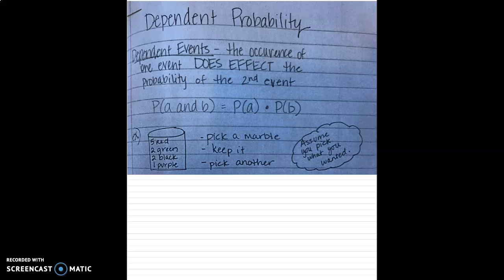So if you can, draw this stuff down here, it's the same little drawing as the last one. There's a can. There's 5 red, you can call them whatever you want, 5 red markers, 2 green markers, 2 black markers, and 1 purple marker. Sorry, it says marble right there. So we're going to pick a marble. We're going to keep that marble, and we're going to pick another marble. So this is a little different. You have to assume that you pick what you wanted. So pause this right now if you need to, and we'll get started.